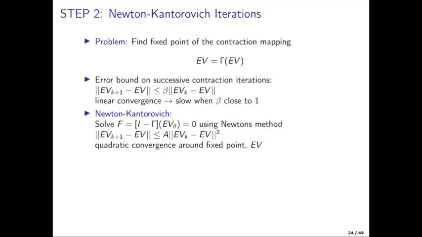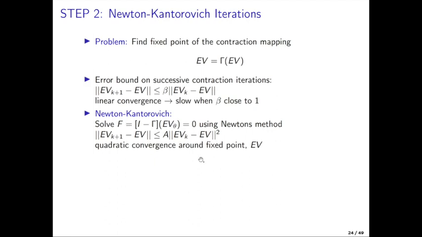But this means the speed of convergence is proportional to 1 minus beta. So as beta is very close to 1, then it really slows down. And you can see that once you start doing successive approximations in a problem with beta 0.999, nothing is happening for like decades of iterations. Okay, maybe not decades, but you know, many iterations.